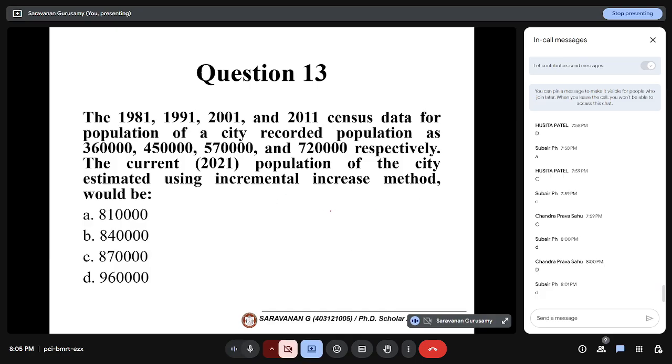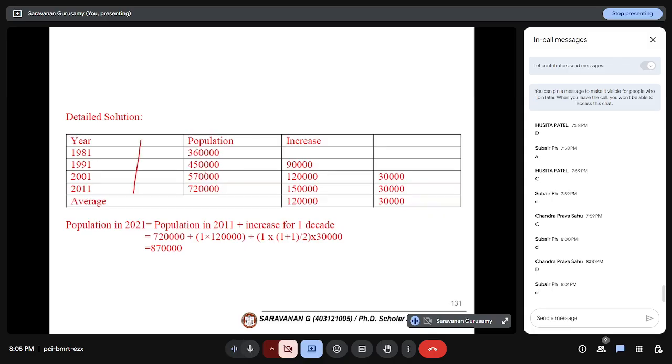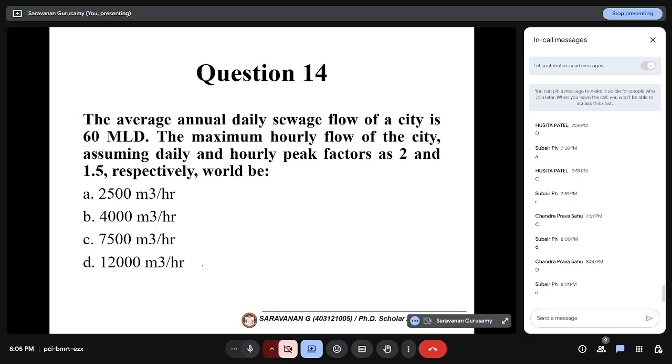So this is again how to calculate with the incremental increase method. Just give year, population, and the increase, that is the difference between these. The incremental increase is the difference between these, and the average of this will give you the value. Simple arithmetic formula plus incremental increase will give you the total incremental increase value.